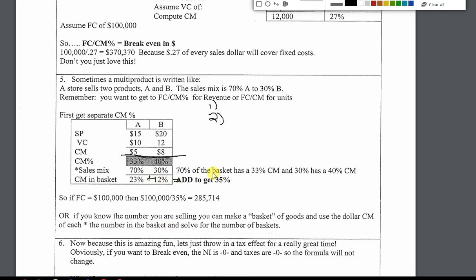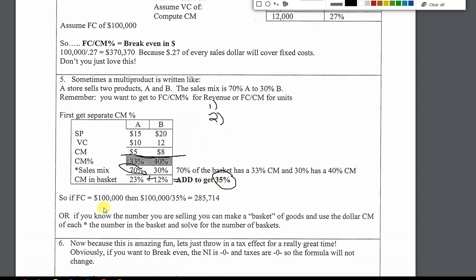So in my store, what this is saying is my average contribution margin of my store is 35%. It's not 33%, it's not 40%. I know it's someplace in between there because I sell some of A and some of B. However, it should be closer to A than B because I sell more of A than B. So that's why I weight these 70-30. So I'm going to have 35%.